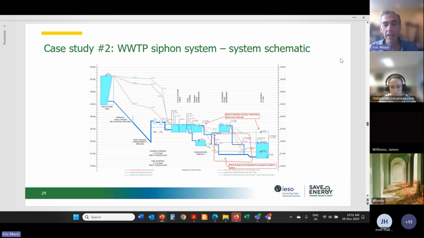This is a schematic of the process, the details of which are not within my expertise, to be honest. But basically, there was an expansion where siphoning was enabled and the use of gravity, which cost extra capital dollars in the investment, but it literally eliminated the requirement for pumps to push the water through these membranes.